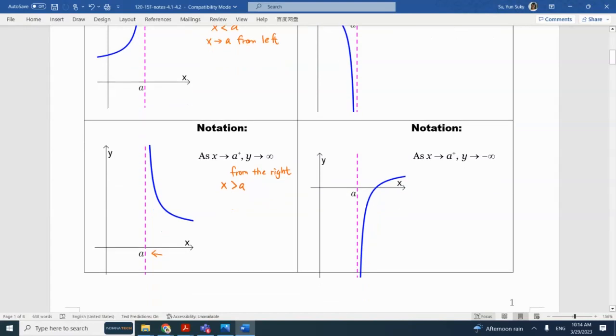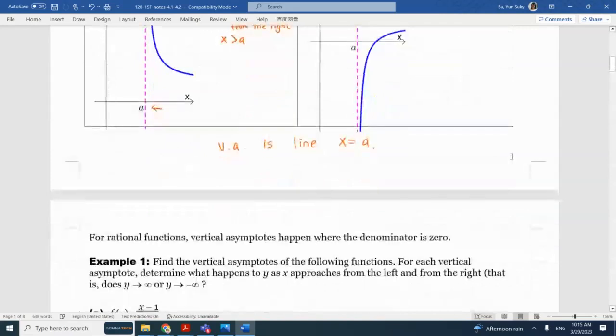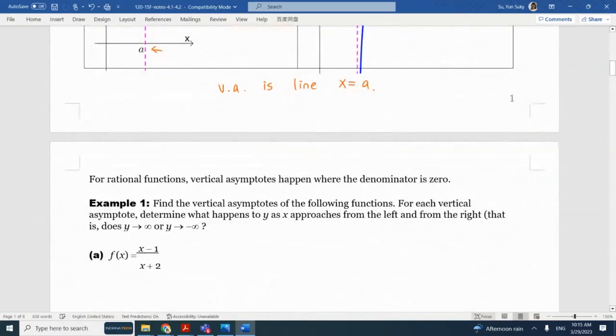We say the vertical asymptote is the line x equals A. Don't just say A. A line is an equation: x equals A. All right. For a rational function, a vertical asymptote happens where the denominator is 0.